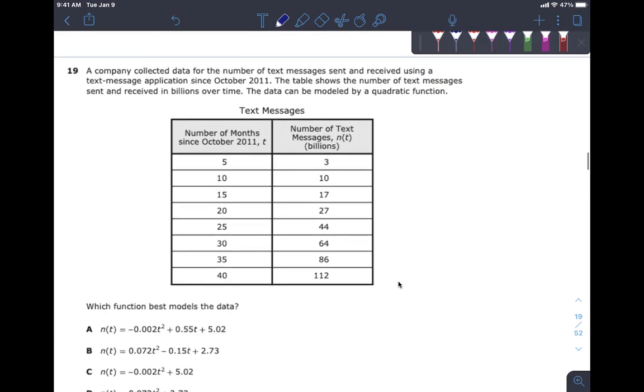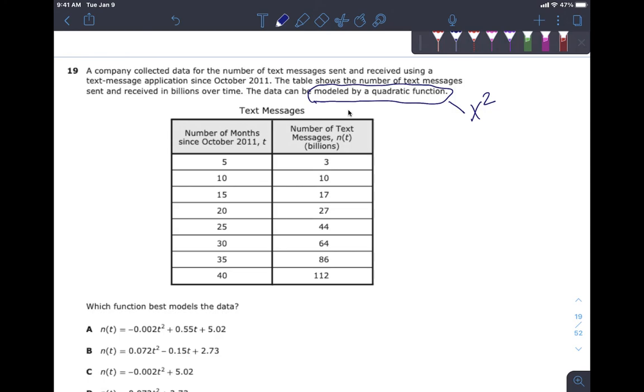All right. A company collected data for the number of text messages sent and received using a text message application since October 2011. The table shows the number of text messages sent and received in billions over time. The data can be modeled by a quadratic function. Now, that part is important. Modeled by a quadratic function. Something with an x squared. Which function best models the data?